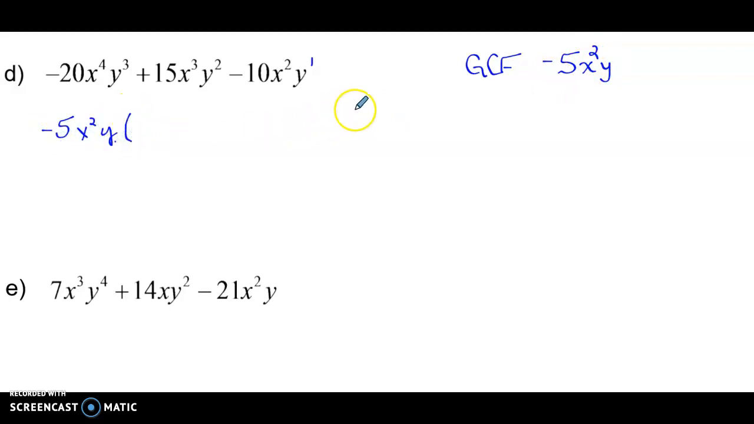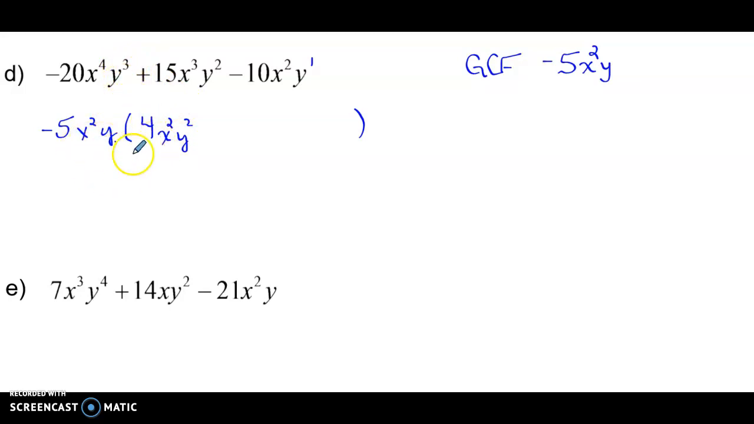And now we're going to look at how do I get back to this original expression. So I'm going to show you 2 ways to get this first term. I can multiply through and try to figure out what do I need to get this negative 20x to the 4. Well, negative 5 multiplied by 4 is negative 20. X squared multiplied by x squared gives me x to the 4, 2 plus 2. Y multiplied by y squared gives me y cubed. 1 plus 2 is 3.